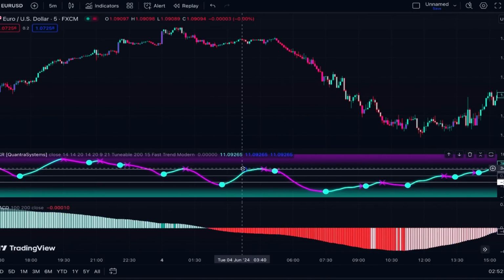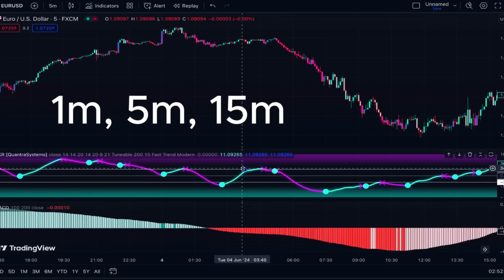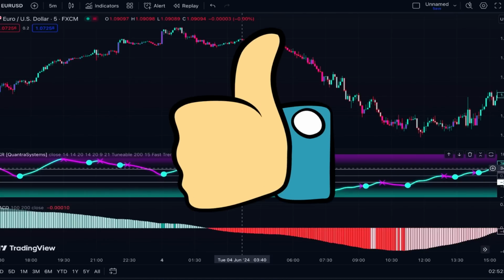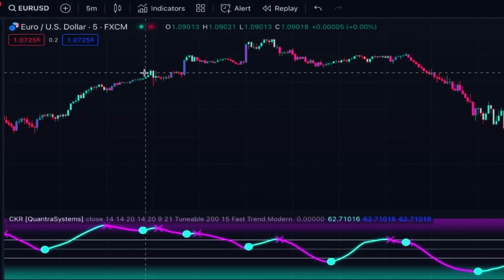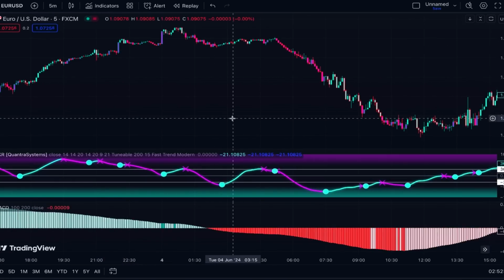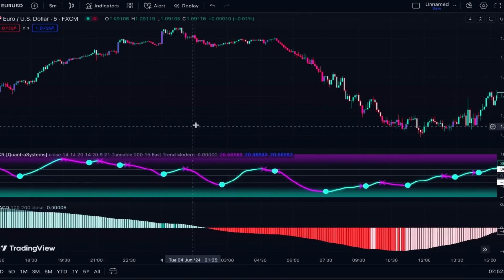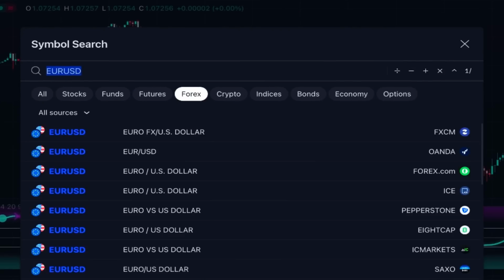This trading strategy is suitable for short time frames like 1 minute, 5 minutes, and 15 minutes because we're going to catch very short-term movements of the market. Right now, we are on 5 minutes time frame, and this is the price chart of euro to US dollar in Forex market, but no limitation on this, and you can use this trading strategy in any other market or asset, whether it's Forex, crypto, or stock market.